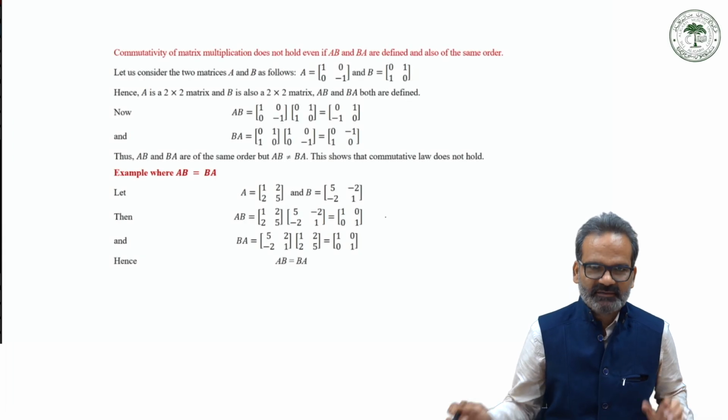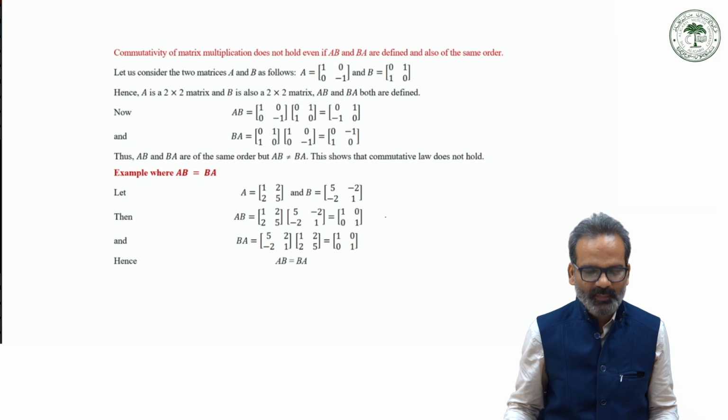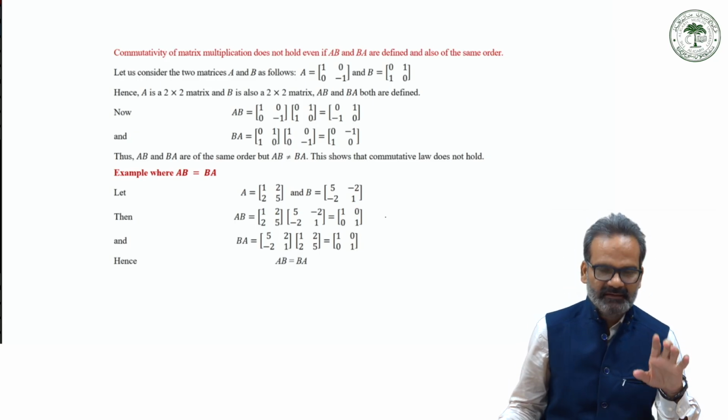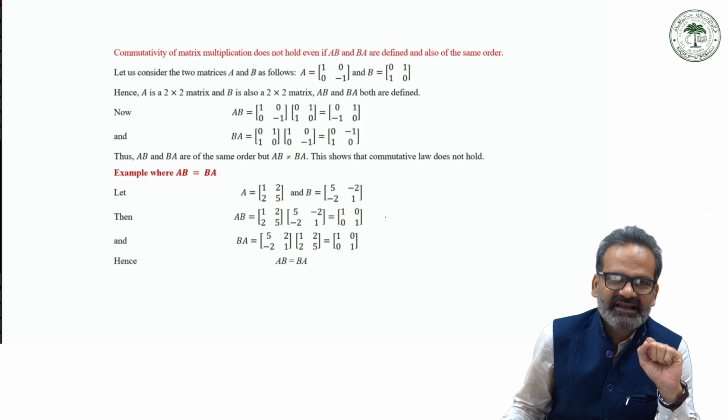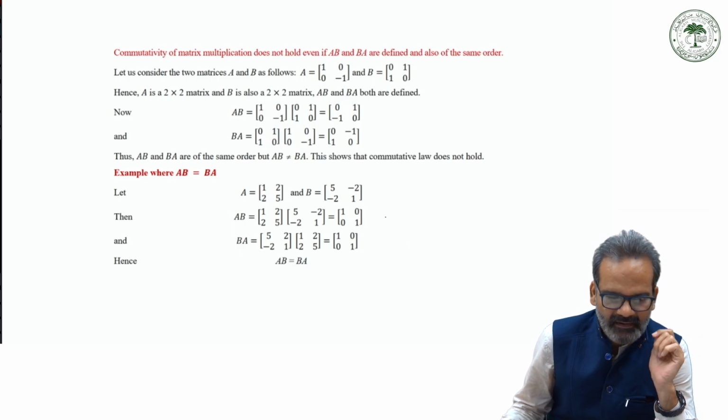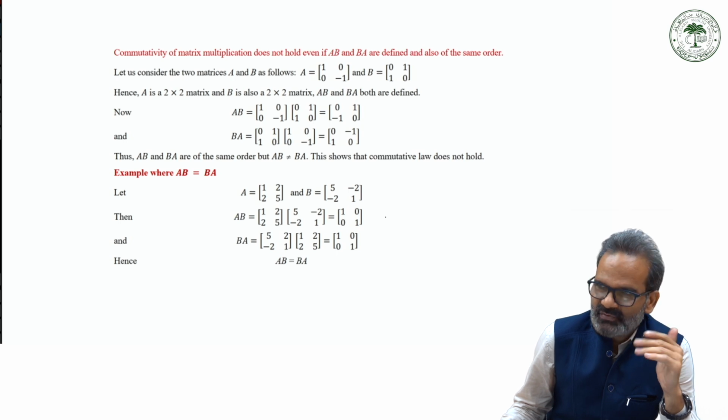So we were discussing the properties of matrices, and property 1 that we have already discussed simply refers to what? That is, matrix multiplication is not commutative in general. It may not be commutative. Now we will continue in the same direction.